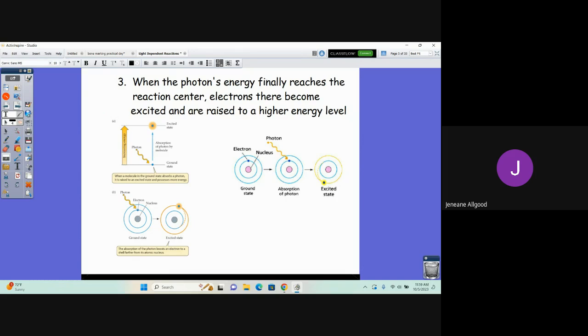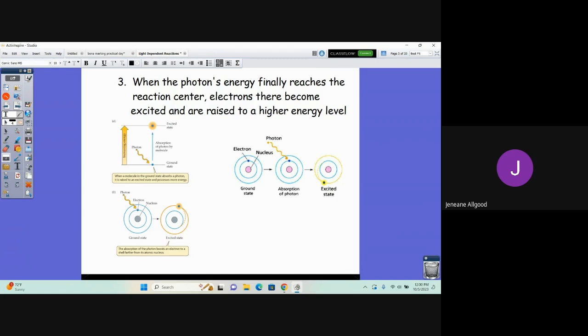So when the photon's energy finally reaches the reaction center, electrons there become excited and are raised to a higher energy level. Now, some of you in here have had chemistry, some of you haven't. Basically, it raises those electrons to an excited state. I don't really get into the whole ring thing in here. All you have to remember is that that's energy from light.